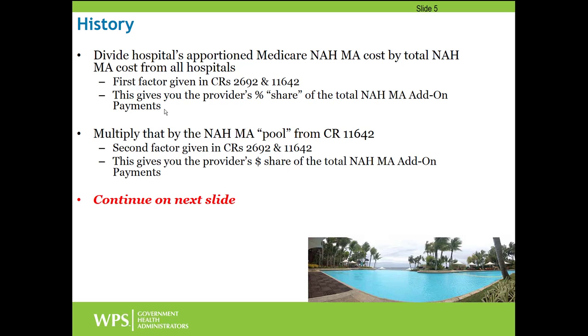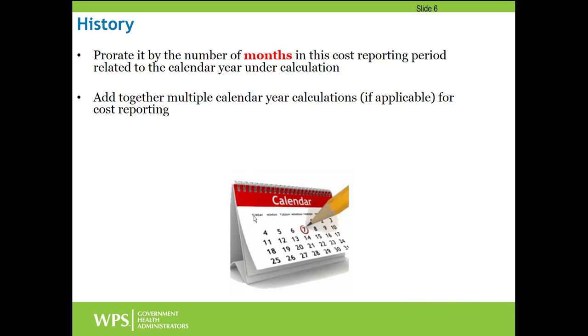And then we're going to multiply that percentage share by the pool that's given to us in, again, both of the CRs, most recently Change Request 11642. That gives us the actual dollar amount share for that provider for that calendar year. And then again, we're going to prorate that to determine how much goes on that one cost reporting period. So this will continue the rest of this calculation here. And really the rest of it is the proration.